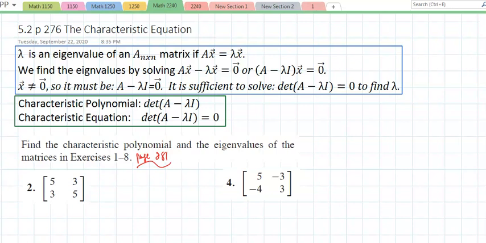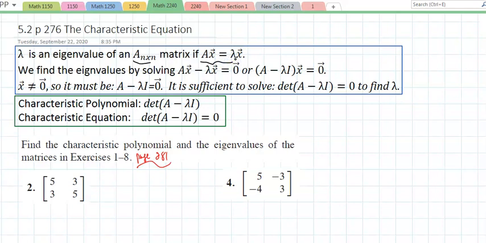5.2 is on page 276. It talks about the characteristic equation. That's a very important section. Lambda is an eigenvalue of a square matrix if A times x equals lambda x.